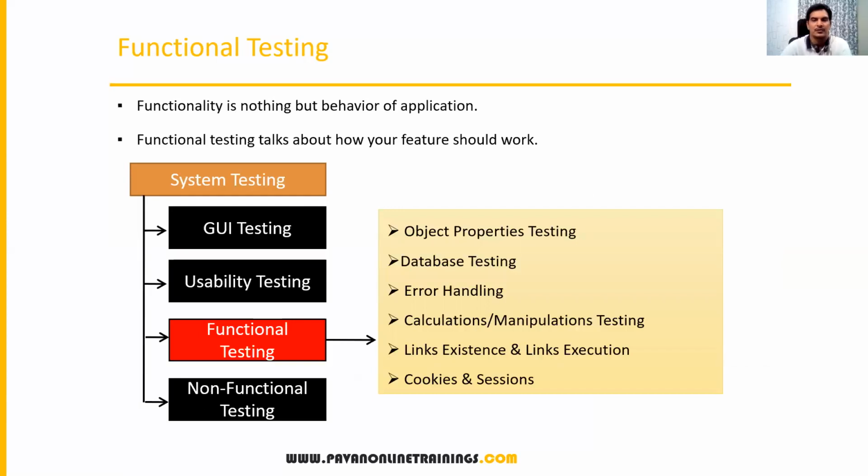So now let us discuss in detail what is functional testing. Functional testing has different types of testing, different areas we have to concentrate on. First, before understanding functional testing, let us understand what is functionality. Functionality is nothing but the behavior of the application, how the software or the product is behaving, whether it is working according to customer requirement or not.